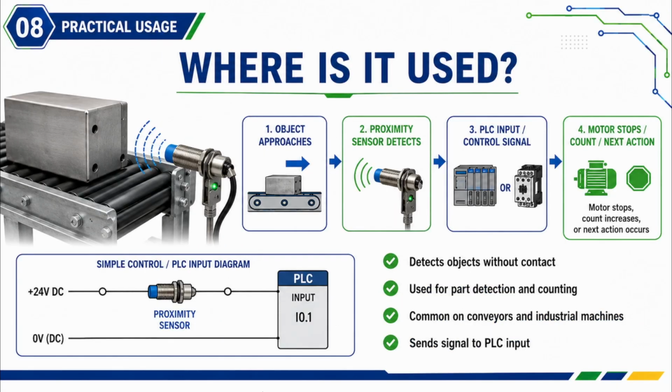Now let's see where it is used. When an object approaches the proximity sensor, the sensor detects it and sends a signal to the PLC input or control circuit. That signal can be used for part detection, counting, position sensing, stopping a motor, or starting the next action. That is why proximity sensors are very common on conveyors and industrial machines.